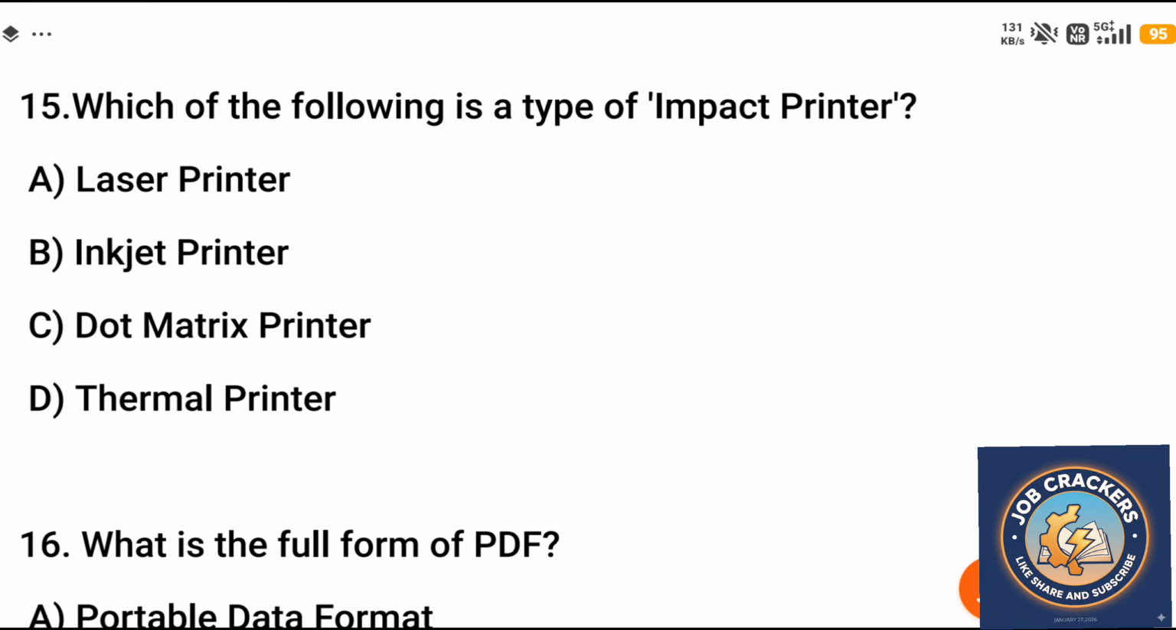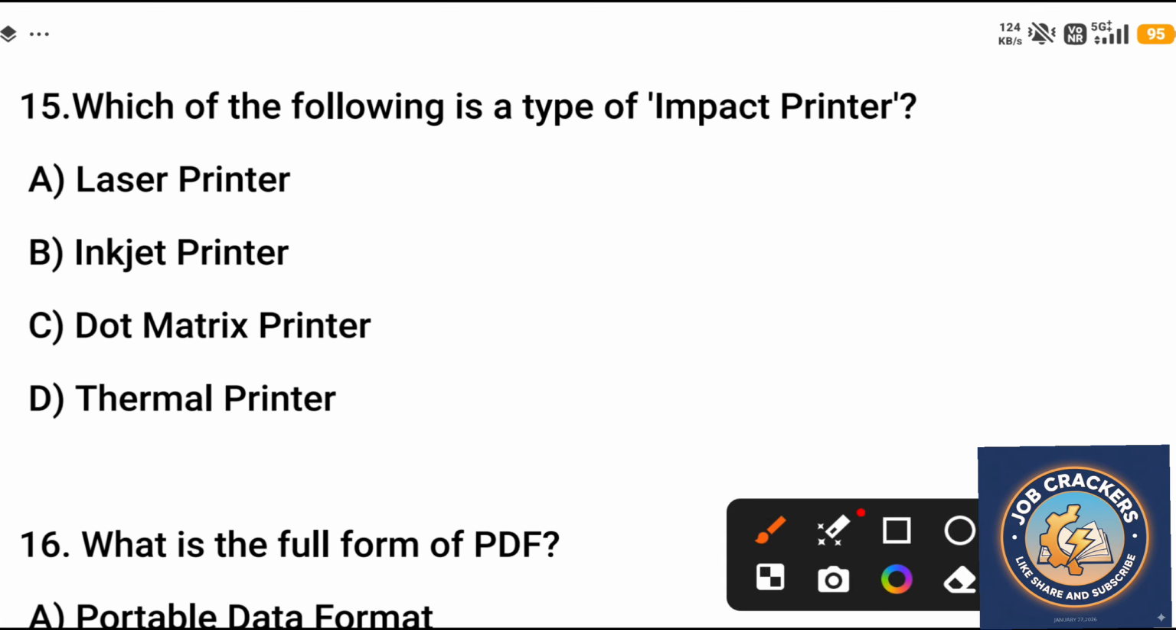Question 15. Which of the following is a type of impact printer? A. Laser printer. B. Inkjet printer. C. Dot matrix printer. D. Thermal printer. Correct answer is option C.